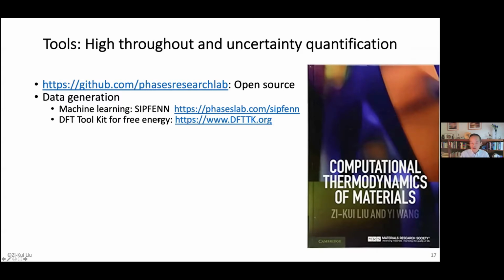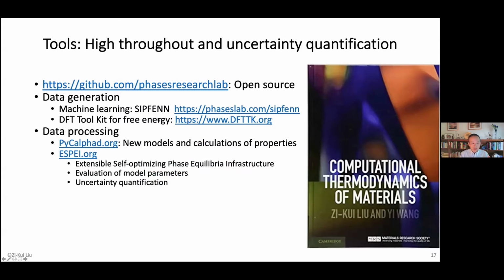One is data generation. For data generation, of course, you can do experiments, but you can do DFT calculation, quantum mechanics, or you can do machine learning, right? The time scale is an exponential reduction. And then after you get the data points, you have to be able to process them. You have to get models, different models. Then you can calculate the properties. Then you want the model development to be consistent, fast, and extensible. So those are our two tools to do that.